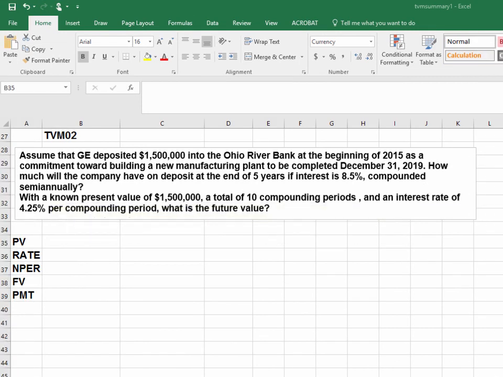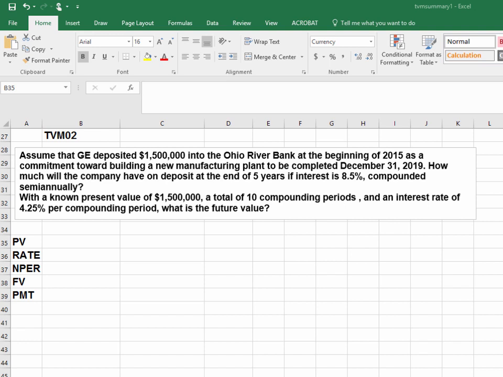Assume that GE deposits $1,500,000 into the Ohio River Bank at the beginning of 2015 as a commitment toward building a new manufacturing plant to be completed December 31st, 2019. How much will the company have on deposit at the end of 5 years if interest is 8.5% compounded semi-annually?